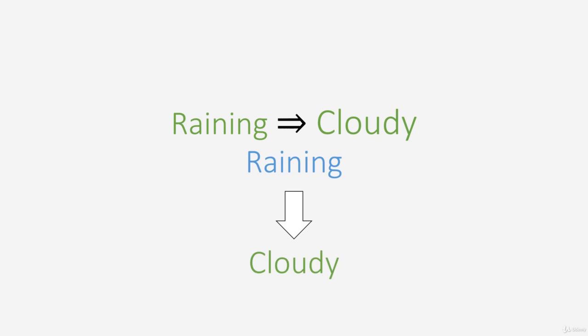So, if I transfer the previous example using this form, it will look like this. Raining implies cloudy, and raining. And we deduced from these two statements that it is cloudy. And the second example looks similar. Tired implies sleep, and tired. And we deduced sleep.